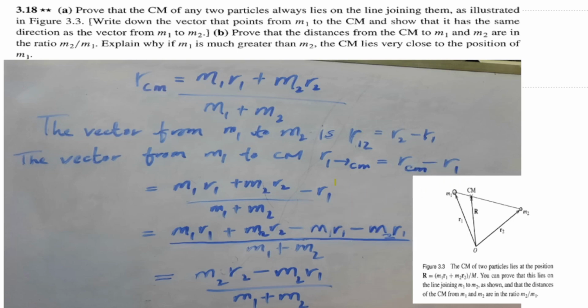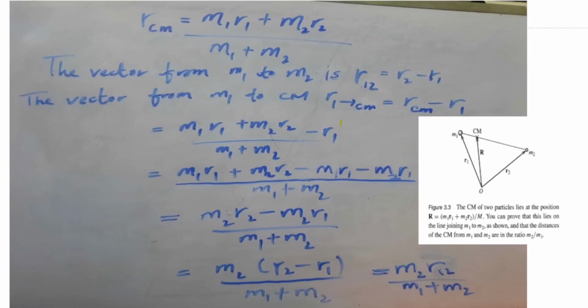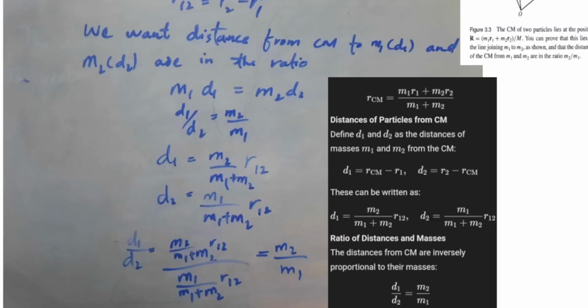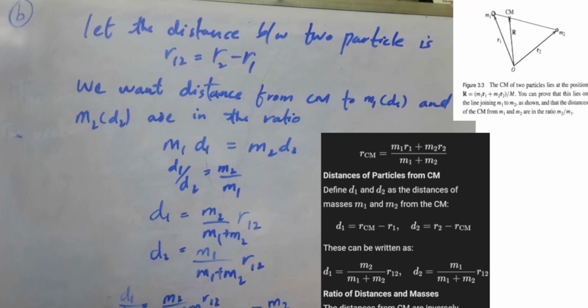Now you have to take the LCM. After taking the LCM and taking common factors, you will get this value, and this is the value for part A. Now we have to solve part B. In part B, we have to find the distance from the center of mass to mass 1 and likewise to mass 2.